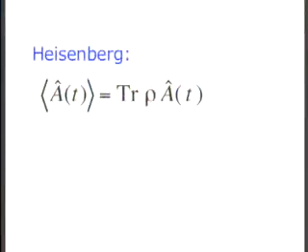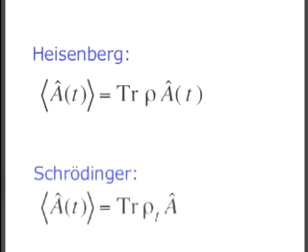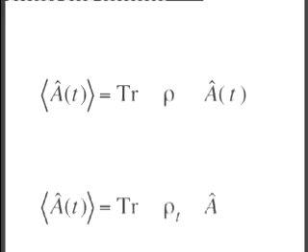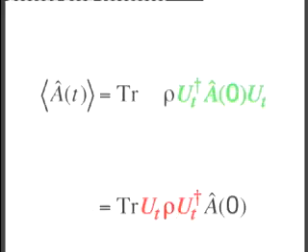Well, in the Schrodinger picture, the state changes and the observables are constant matrices. In the Heisenberg picture, the state is invariant and the observables change. But in both of them, the expectation value of an observable A at a given time is trace of rho A, and the Heisenberg A of t, we know, is U dagger A of 0 U. Remember, Schrodinger A equals Heisenberg A of 0, and also Heisenberg rho equals Schrodinger rho of 0.